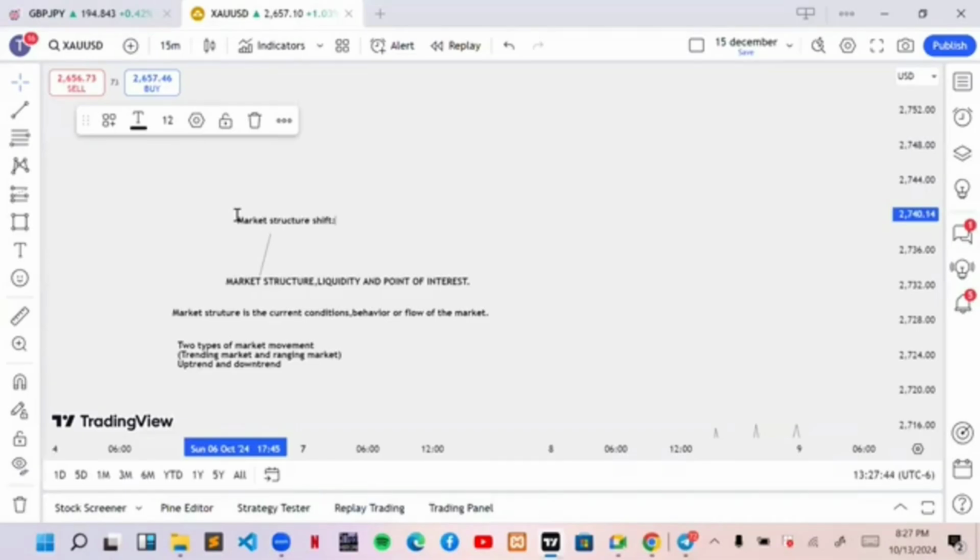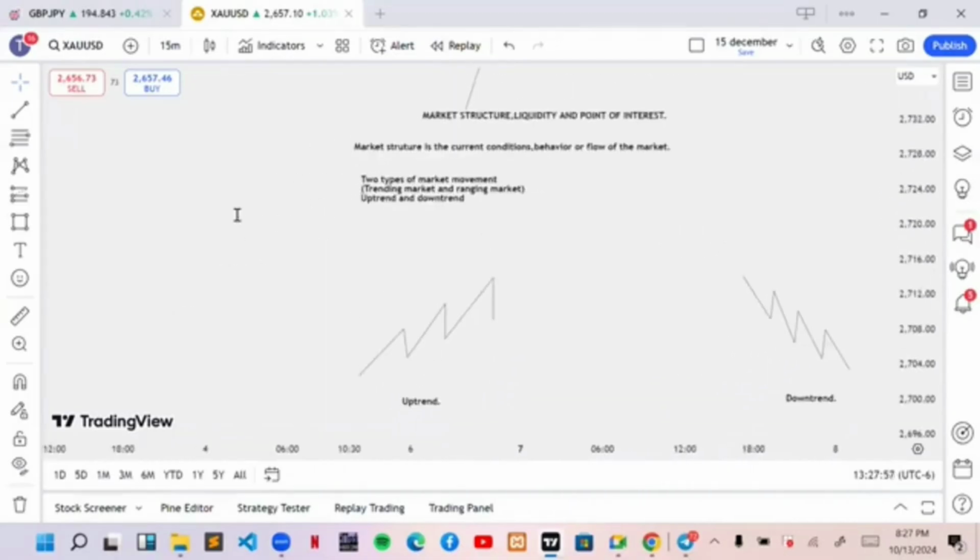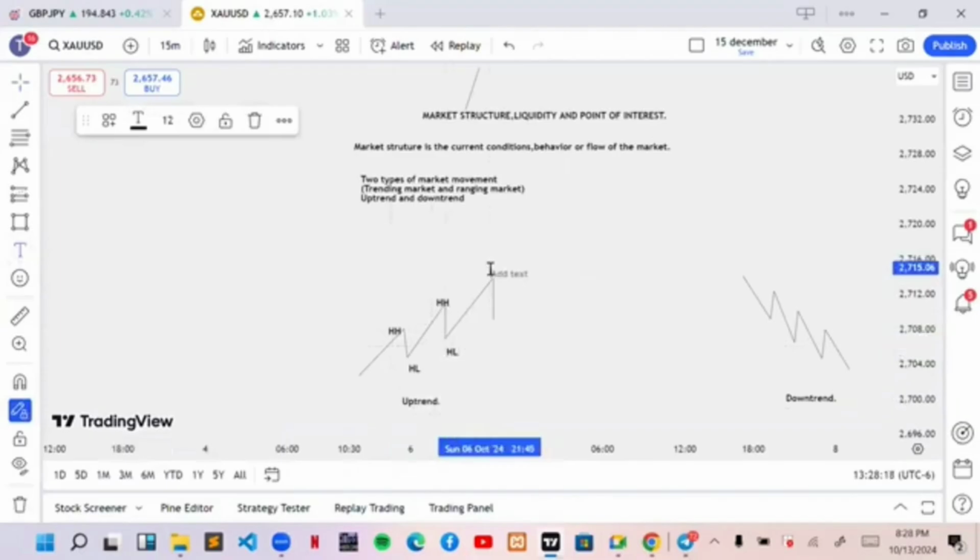A market structure shift is an indication that the current trend is about to end and a new one is about to begin in the opposite direction. What do I mean by that? When market is on an uptrend, the behavior of an uptrend is a series of higher highs and higher lows. Here you can see this is the higher high. I will signify that with HH, higher high. And this is the higher low, also with HL. This is the higher high. This is the higher low. This is the higher high. This is the higher low.